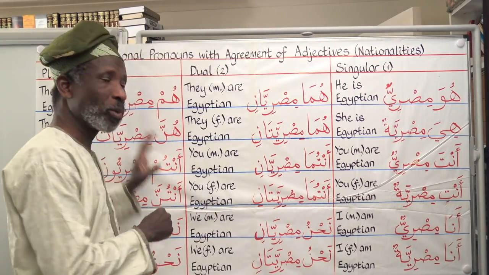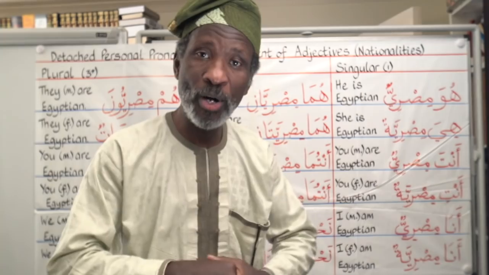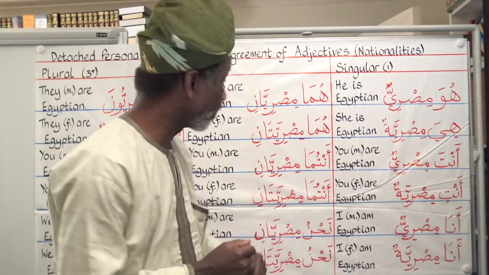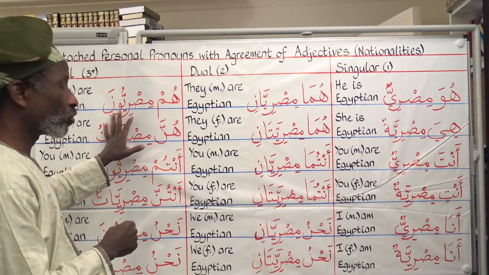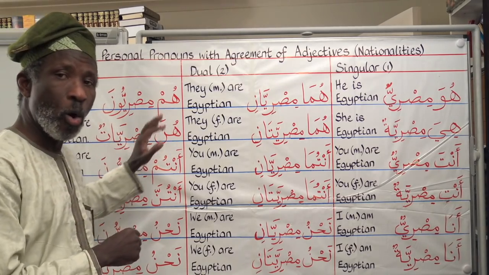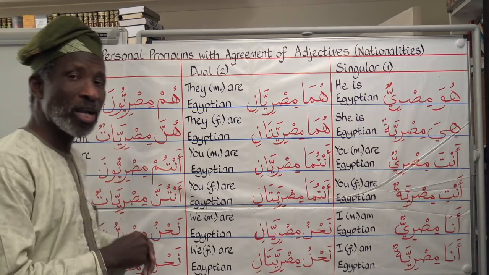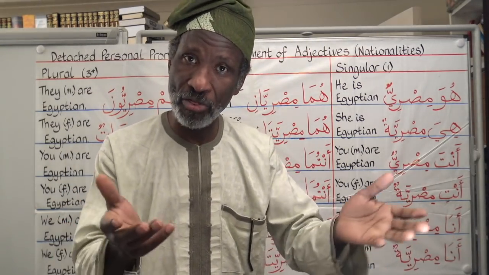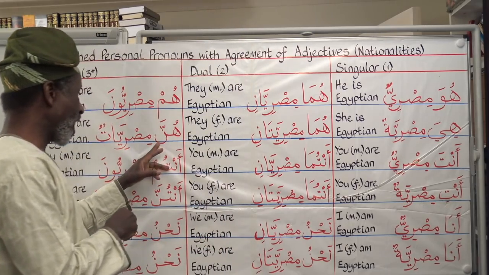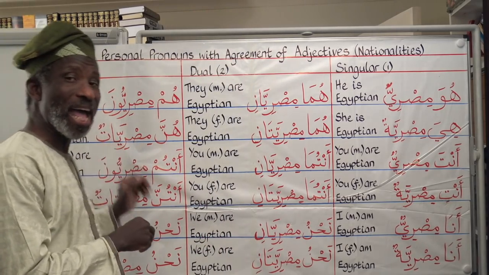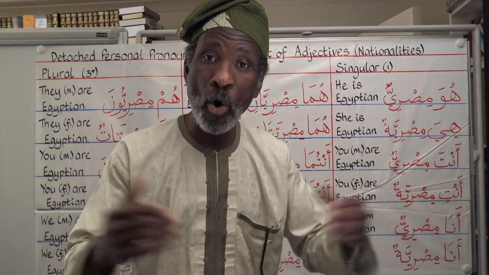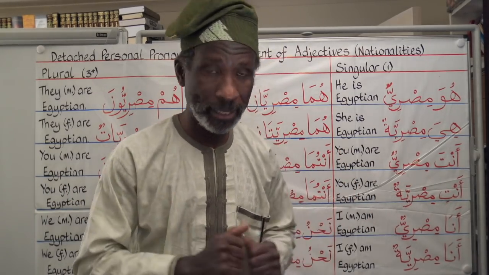Now in the plural, which is three or more, we say hum for men, three or more men. We say hum مصريون. They are Egyptian men, meaning three or more. هن مصريات. They are three or more Egyptian women.